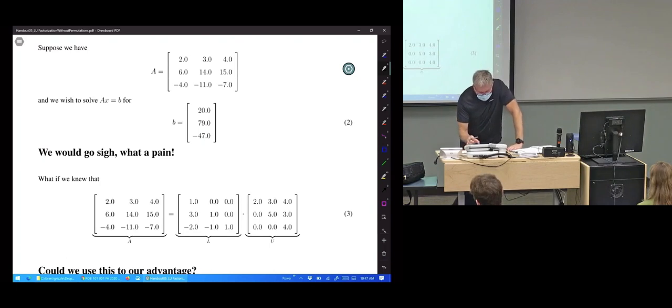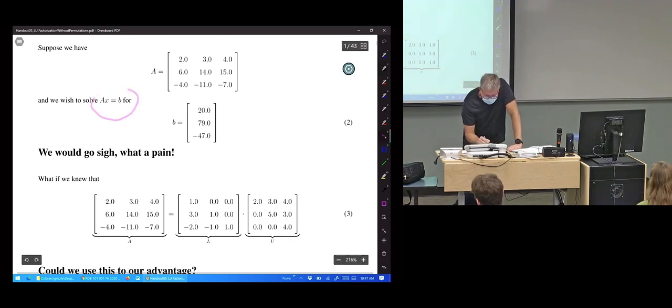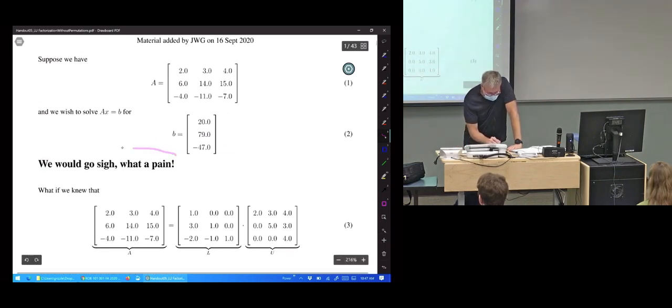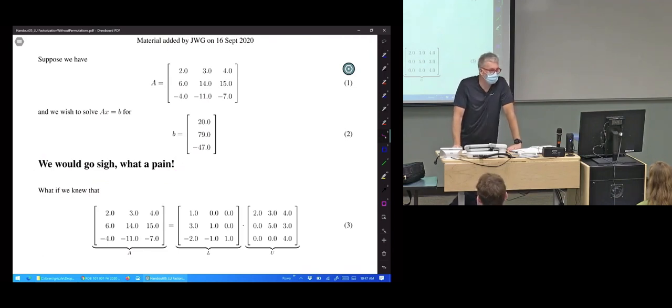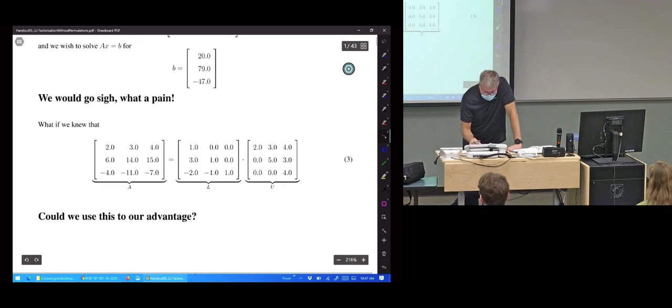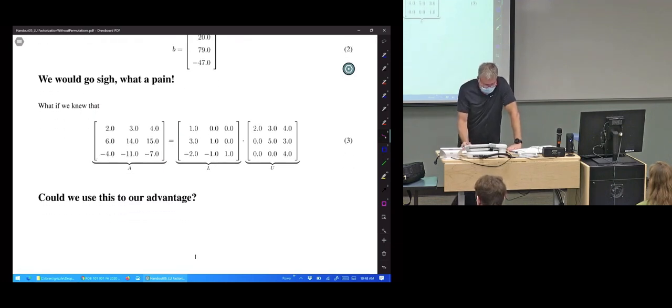So here's the thing. I've got a matrix A, 3 by 3 in this case, and we want to solve AX equals B, and then I give you a B. I think this would be the normal response. Very doable, but just kind of painful. And if this had been 17 times 17, you would have said, forget it. Now here's what I want you to think about, and really pay attention.